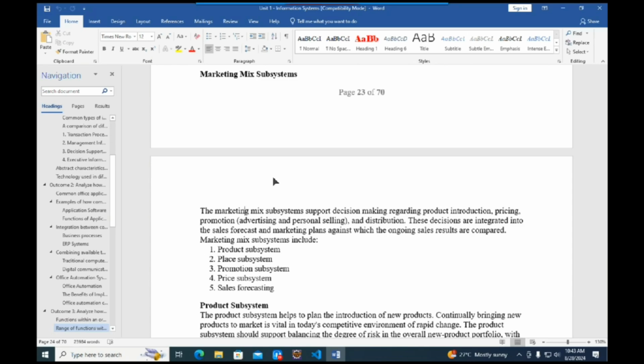Number 2 is the place subsystem. Number 3 is the promotion subsystem. Number 4 is the price subsystem. And number 5 is the sales forecasting subsystem.